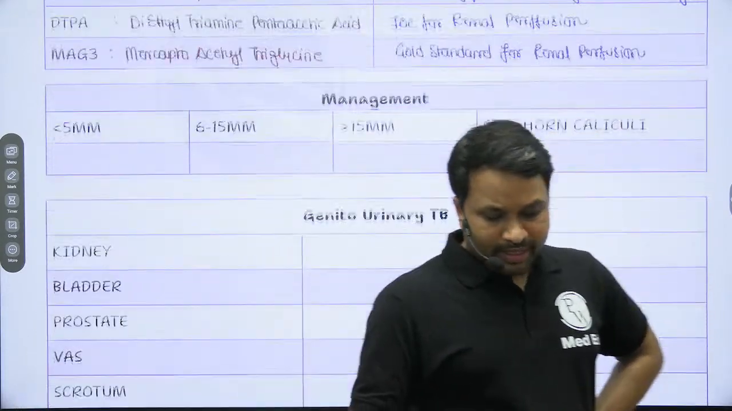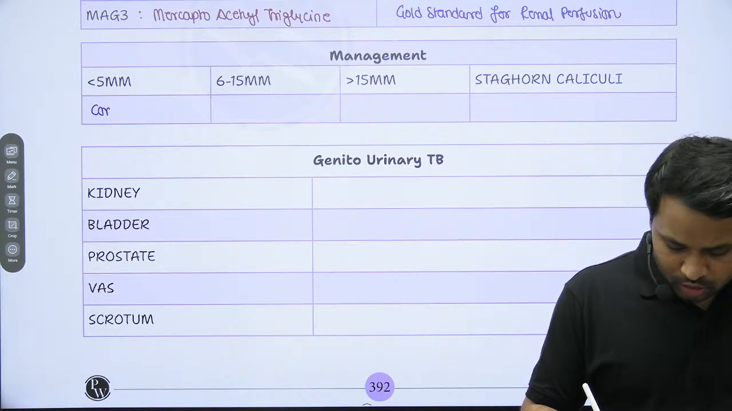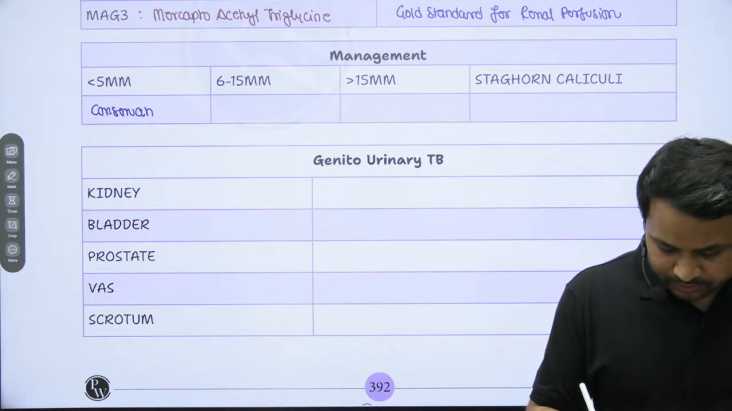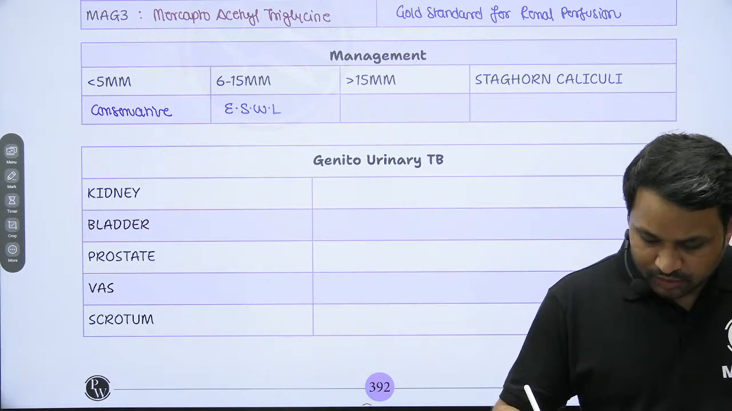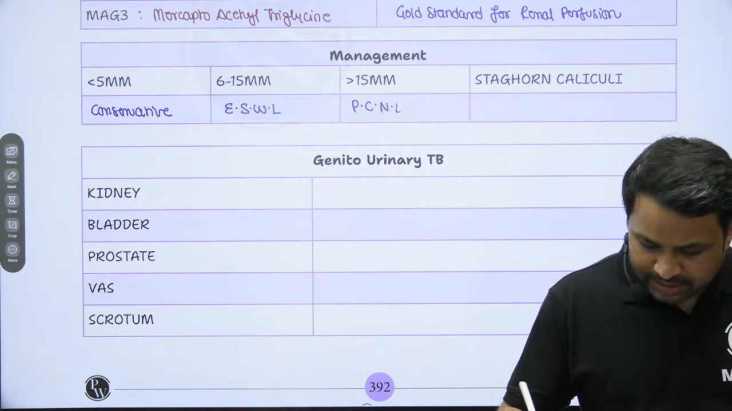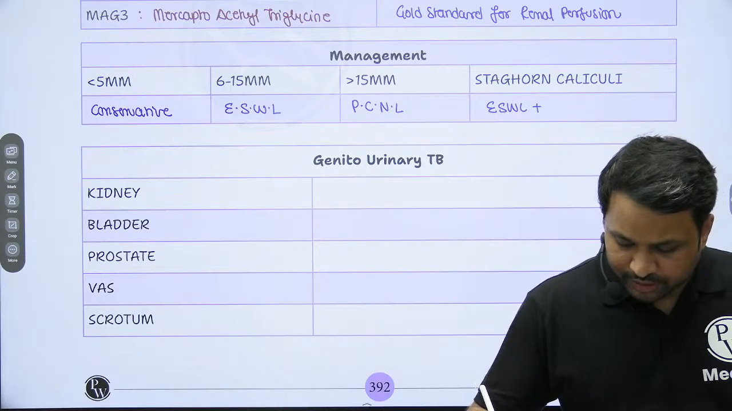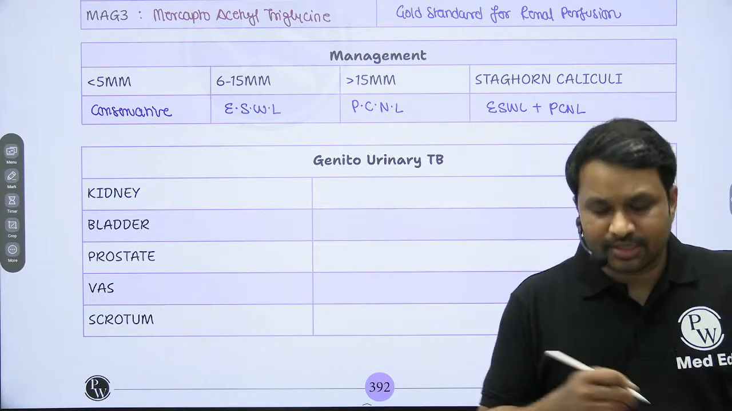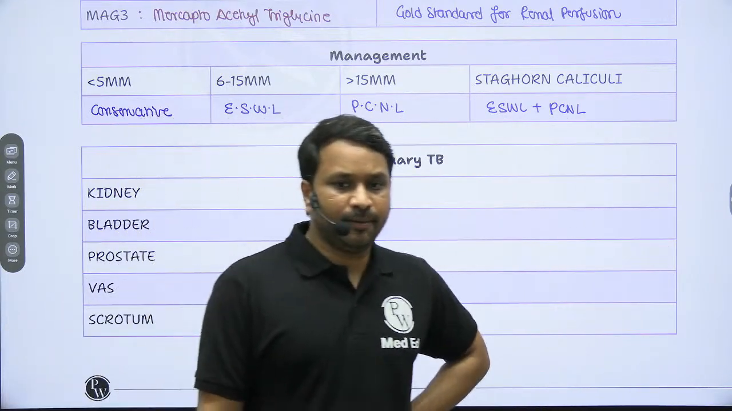Now, how do you manage it? Based upon the size, less than 5 millimeters, it is going to be conservative. For 6 to 15, it is going to be ESWL. For more than 15, it is going to be PCNL. For Staghorn, it is going to be ESWL with PCNL. Right? It is a sandwich technique that you're going to follow. Clear?